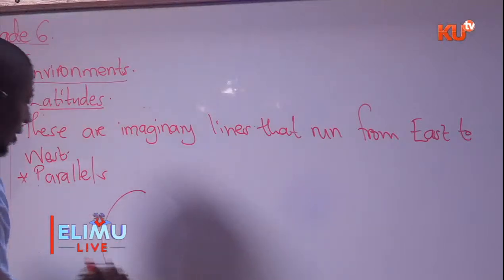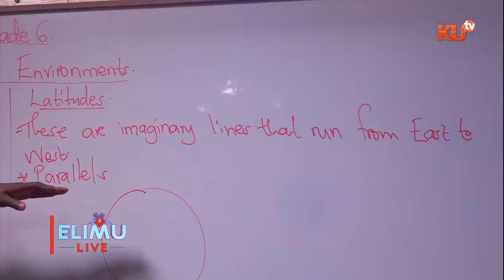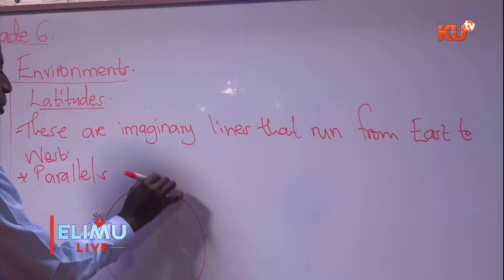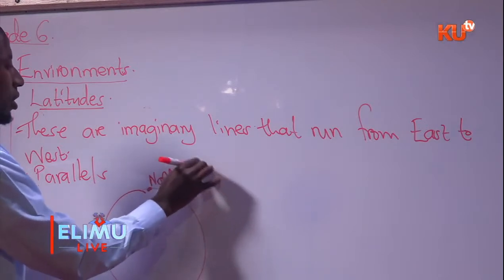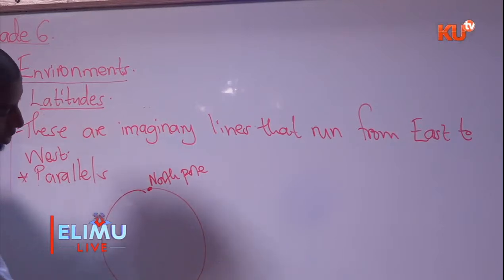The Earth is a sphere. A sphere is something that looks like this. Then we have a pole here, which is called the North Pole, and another pole here, which is called the South Pole.